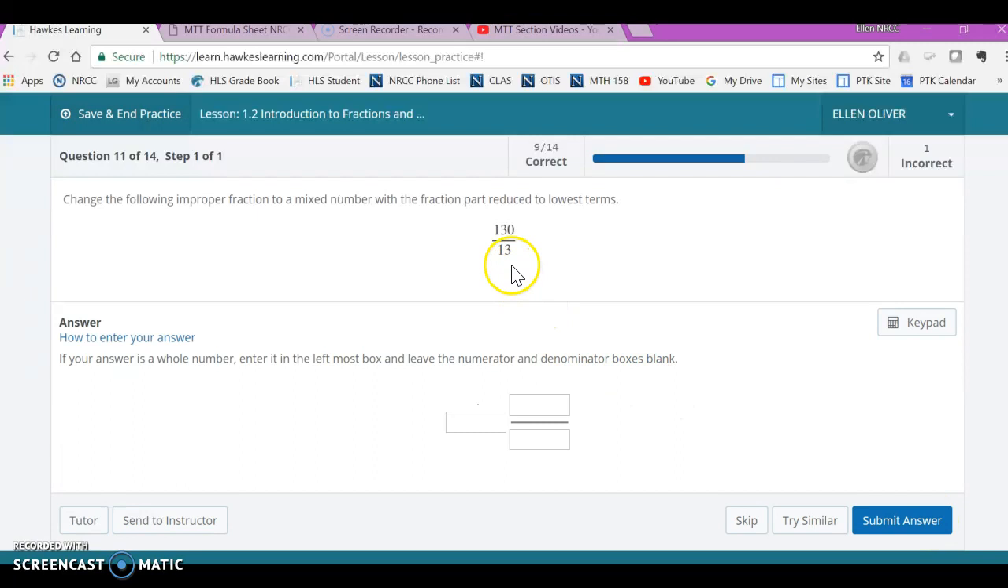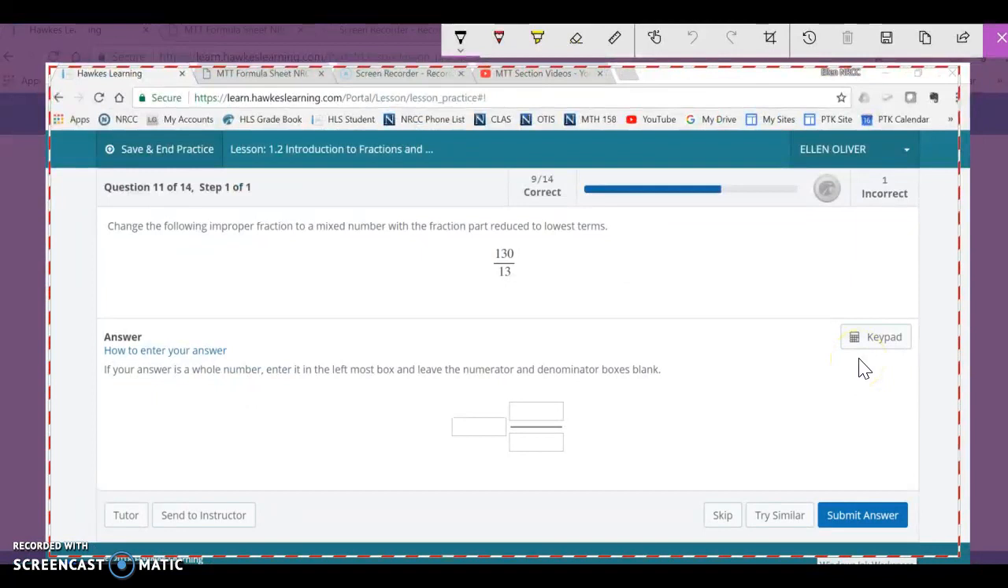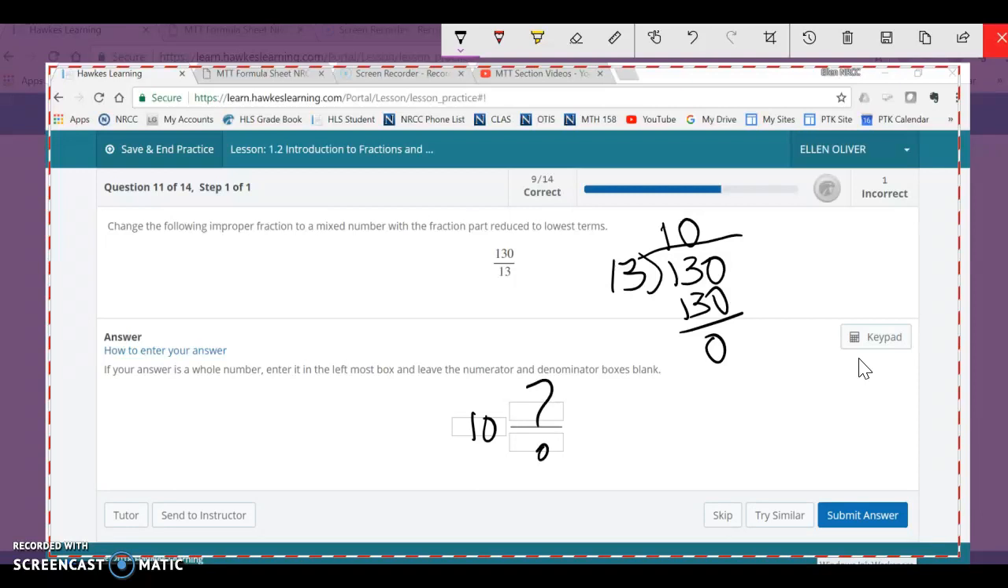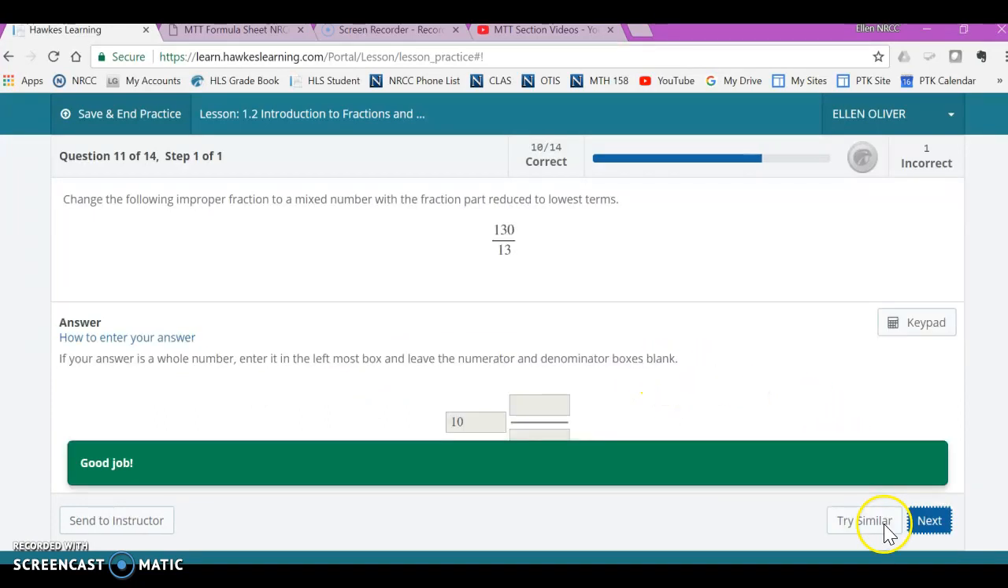All right, this is going to be a long division problem. I need to do 13 into 130. Fortunately, that's pretty easy because 13 times 10 is 130. And I'm going to get nothing. So it's going to go in exactly 10 times. So I don't know what they want with this. So let's go back and see. Okay, it says if your answer is a whole number, which it is, enter it in the leftmost box and leave the numerator and denominator boxes blank. So that's what they want us to do.